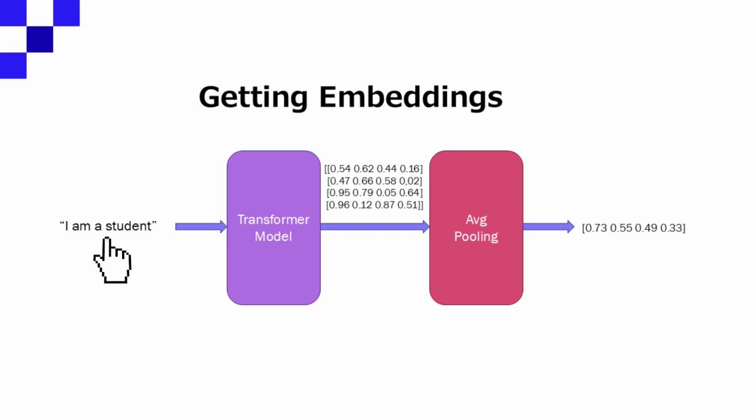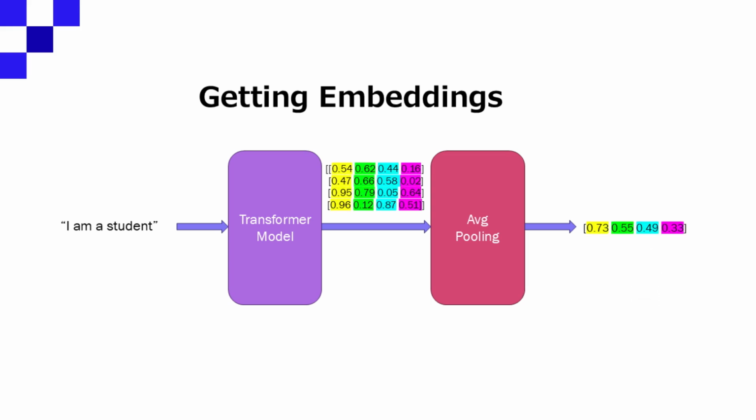So in this example, I have supplied a sentence, I am a student, and the transformer is generating the embedding for each token. Every word is considered as a token here. Then the transformer model will generate four embeddings, one for each token, and these four embeddings are considered by the average pooling layer to generate a single embedding. This layer considers the average of four embedding values to get the final embedding.